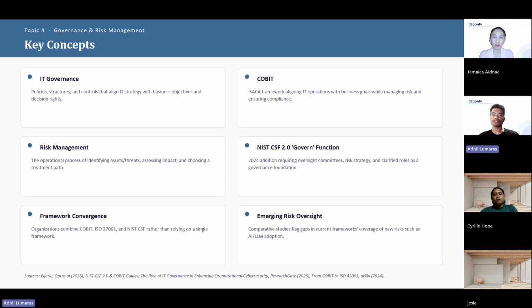COBIT was originally developed in 1996 to help financial auditors manage growing IT environments, and it has evolved considerably since then, most notably with COBIT 2019, which organizes governance around six core principles intended to ensure that IT efforts create value, manage risk effectively, and stay flexible as business needs evolve.